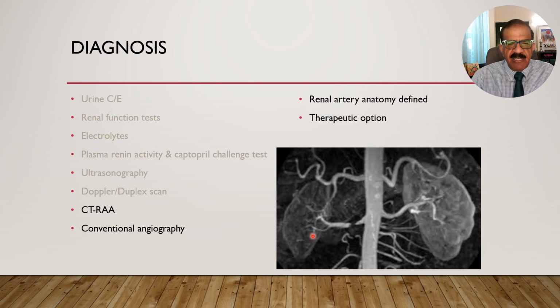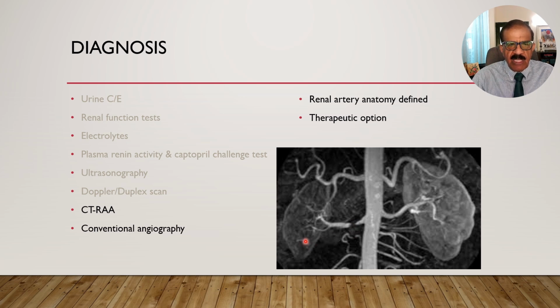Then the final test is a CT-based renal arteriogram or conventional angiography. You can see the kidney arteries. You can see this one is normal on the left side. On the right side, you can see the contrast is missing. At my cursor, this is the place where there is stenosis.